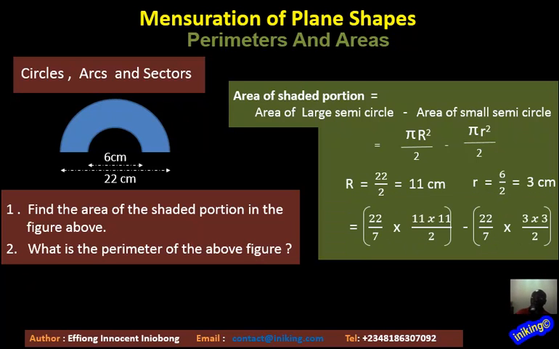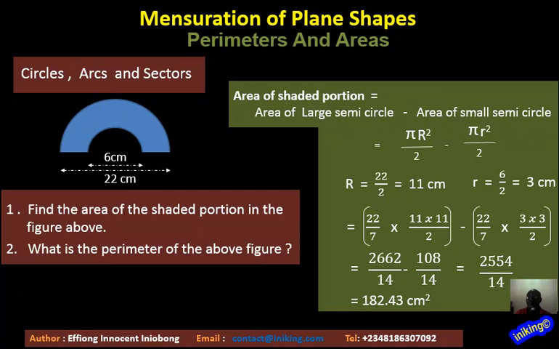Substituting this into the expression, we have that the area of the shaded portion, as we have said, is the area of the large semicircle, pi r squared, that's 11 times 11, then divided by 2. And then also we have pi r squared, 3 times 3, and then divided by 2. That's for the small semicircle.